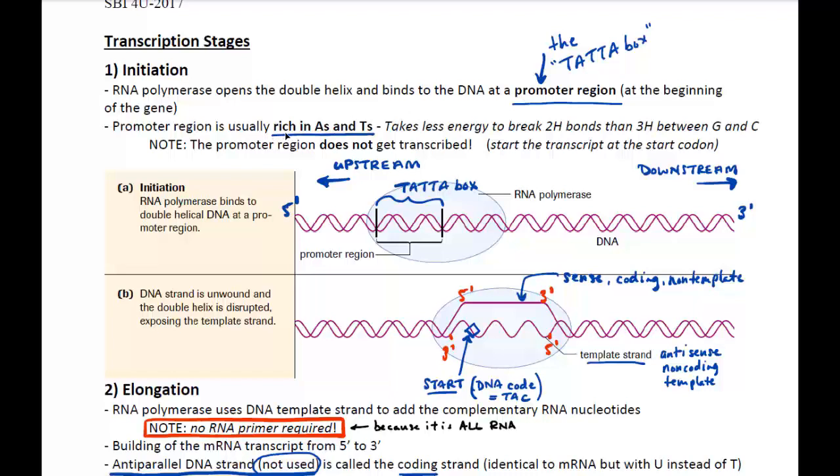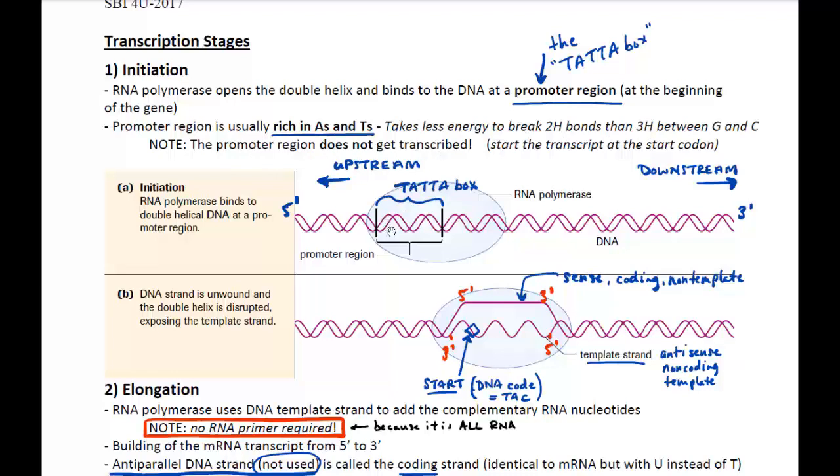Now, why would we care that the RNA polymerase likes to bind to this region? Why A's and T's? Why not C's and G's? Well, remember that there's only 2 hydrogen bonds between A's and T's, and it takes way less energy to break 2 of these bonds than it would if the place was rich in G and C, because there's 3 hydrogen bonds. Please know this as an answer for a test question. The promoter region is usually rich in A's and T's, takes much less energy to break the 2 H bonds between the A and the T than the 3 hydrogen bonds between the G and the C. Notice that the promoter region does not get transcribed.